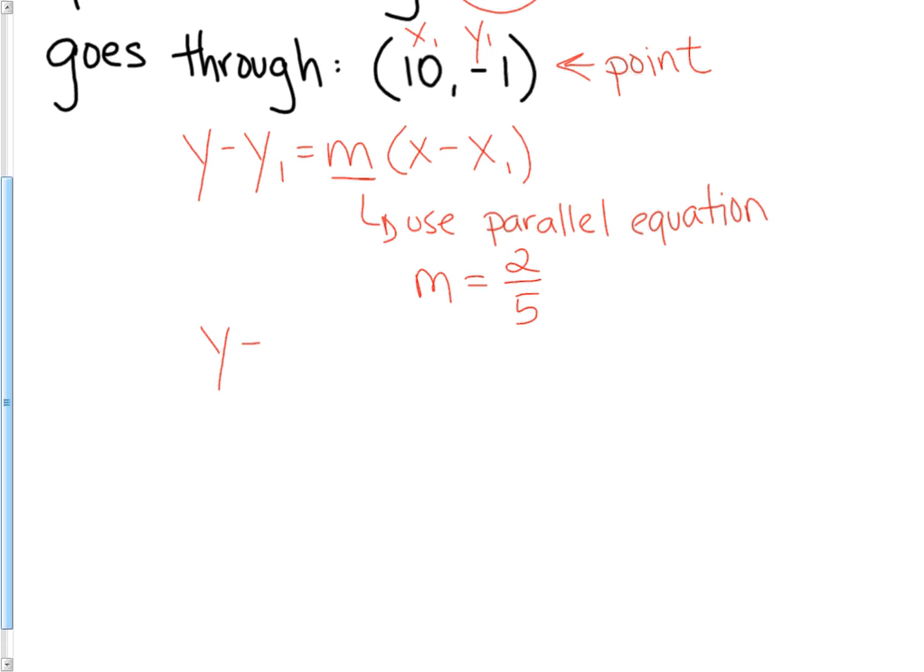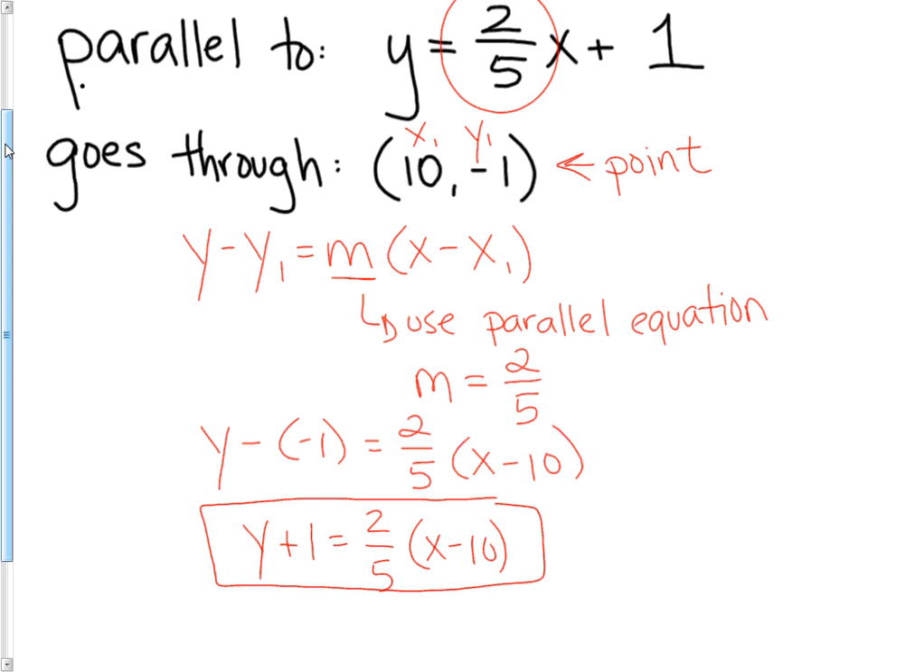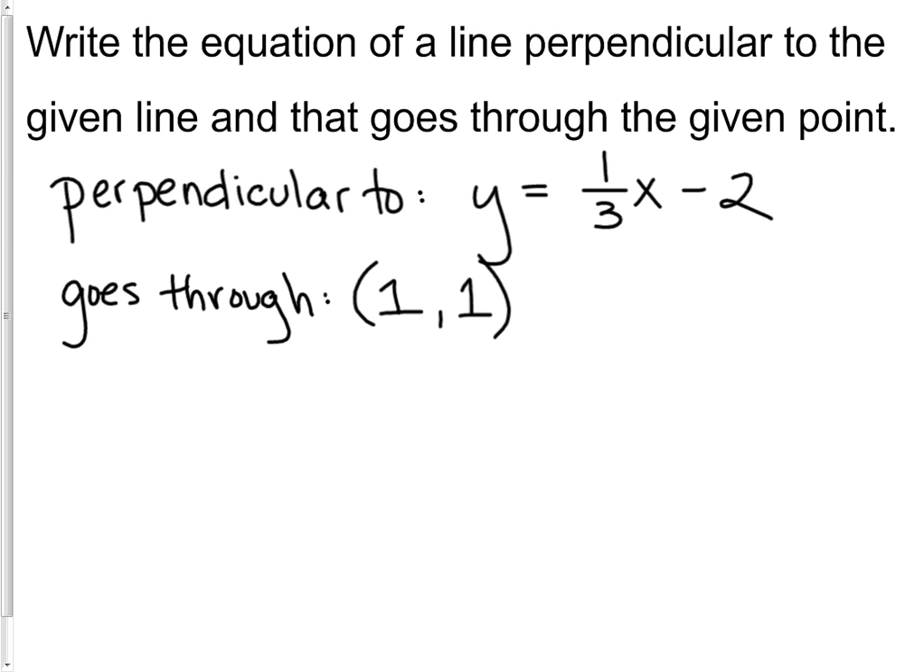So we've got y minus -1 equals 2/5 x minus 10. I'll go ahead and change that double negative into a positive. And here's my final answer. So the tricky part here is that we have to use our parallel equation to find the slope. Keeping in mind that if we want to be parallel, in this case, we need to have the same slope. In our next example, we're going to write an equation of a line that's perpendicular.